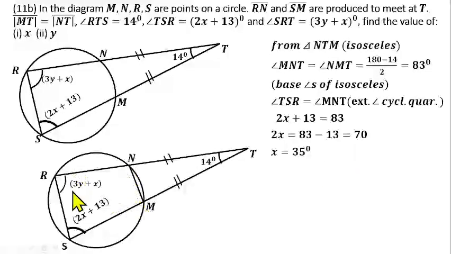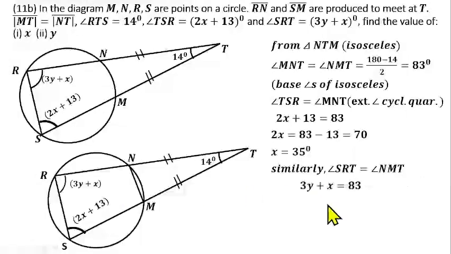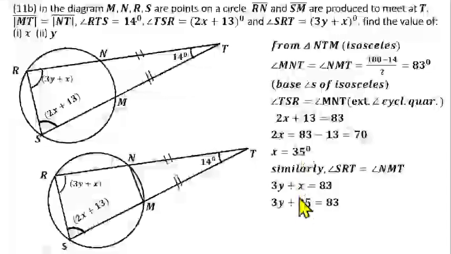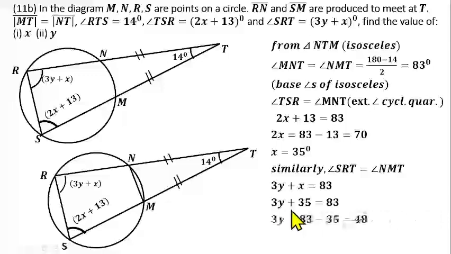Also the same thing here, you can find y, because this angle here is equal to this angle here as well. So similarly, angle SRT, which is this angle here, is equal to angle NMT, which is the exterior angle here as well. So you have 3y plus x equals 83 as well. We know that our x is 35, so put that there. Collect like terms: 3y is equal to 83 minus 35, that gives us 48. Divide both sides by 3, y will be equal to 16. So that's the solution for question number 11b.